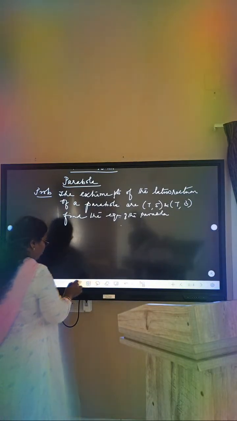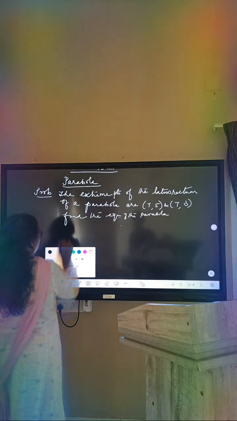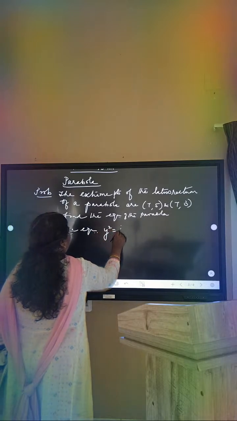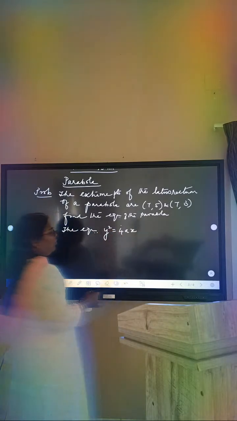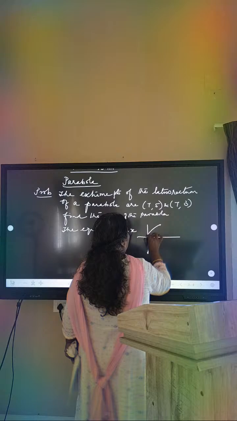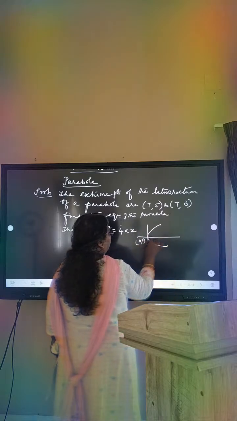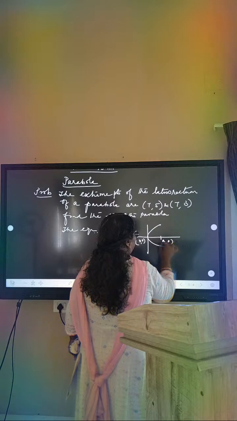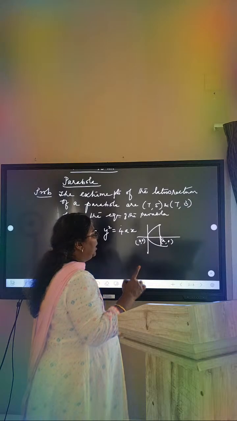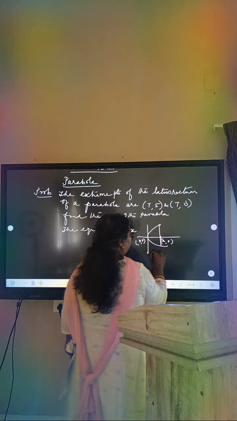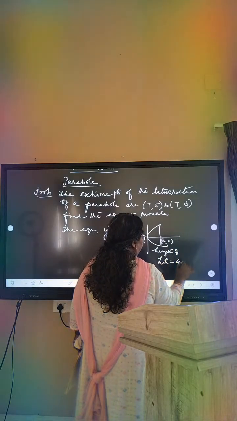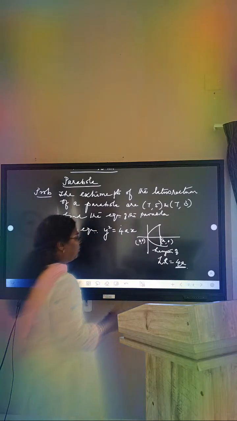So we know the equation of a parabola: y square is equal to 4ax or x square is equal to 4ay. For this parabola, the vertex is the origin and the focus is (a, 0). The latus rectum is a line passing through the focus that meets the ends of the parabola. The length of the latus rectum is 4a.